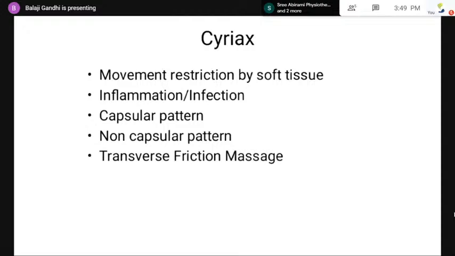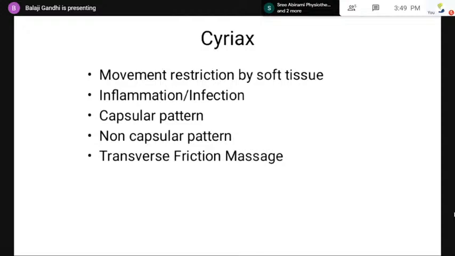So if the capsule is being tight, it can restrict the movement. So in what ways can the capsule shrink and restrict the movement? So this is the capsular pattern. Non-capsular pattern is not a capsule restriction. There are some other things other than the capsule, any other soft tissues or intra-articular problems, if they are there. So that's a non-capsular pattern.